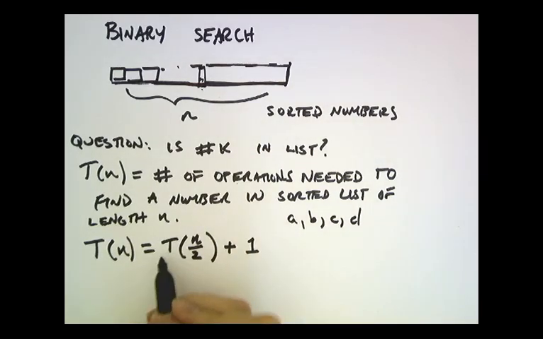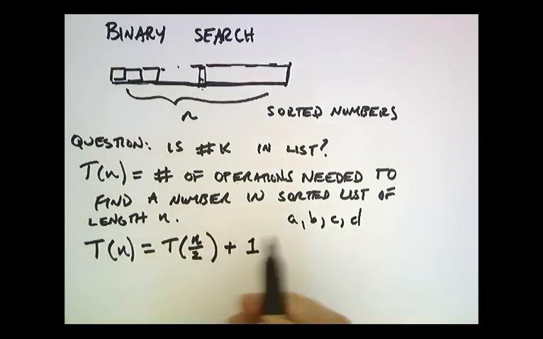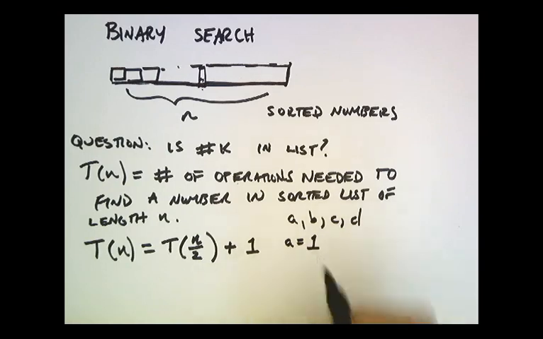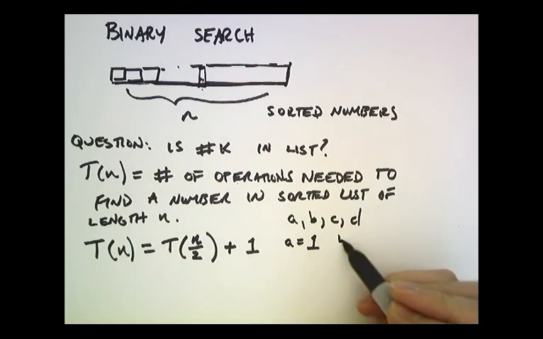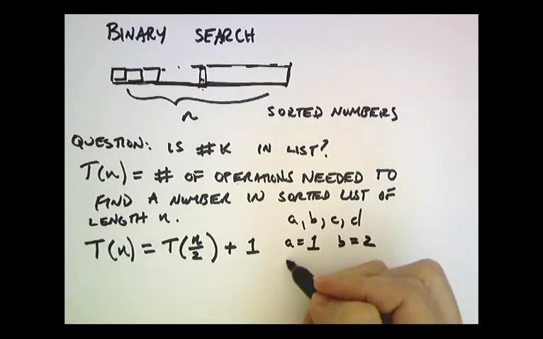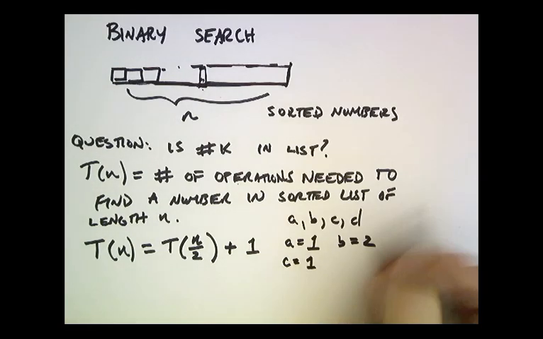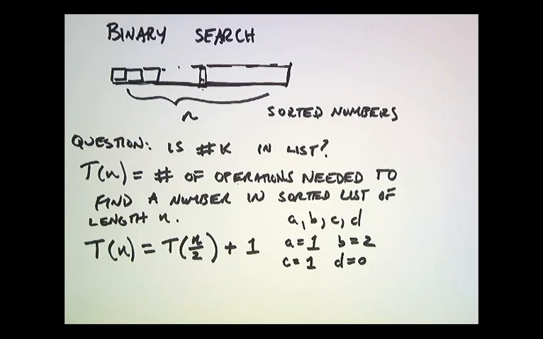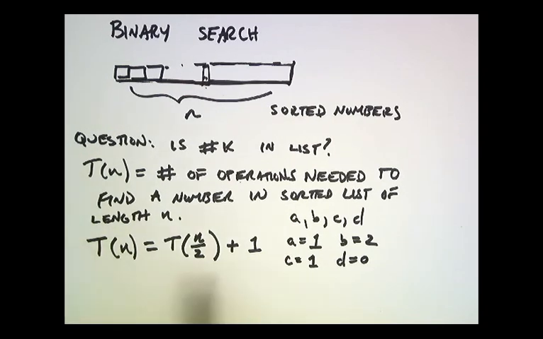d? Well, a here, since the coefficient of T of n over 2 is equal to 1, we have a equals 1. b is 2, because we're dividing n by 2. c is equal to 1, and d is equal to 0, because we have 1 times n to the 0, sitting out there. Okay, so we have our recurrence set up, and we have values for a, b, c, and d.